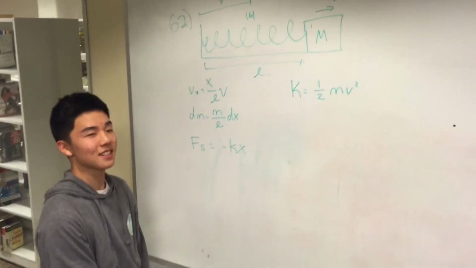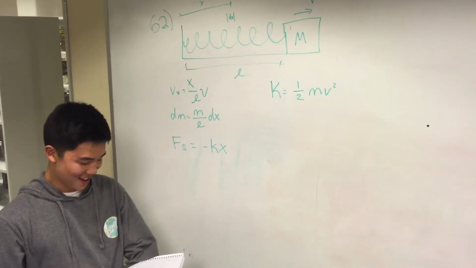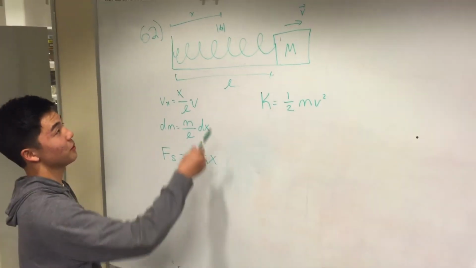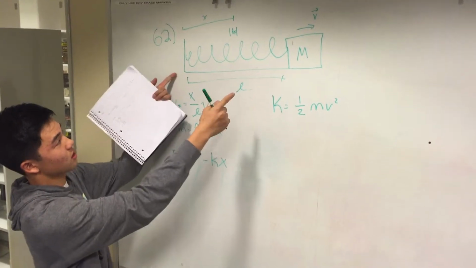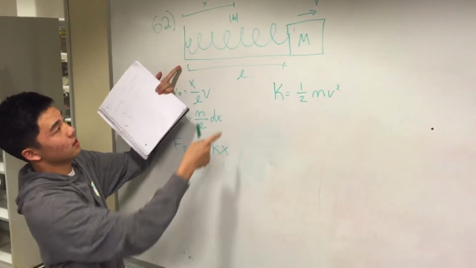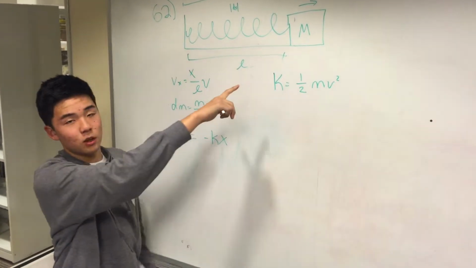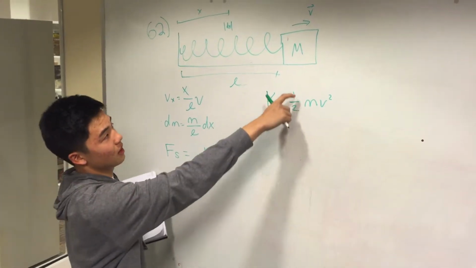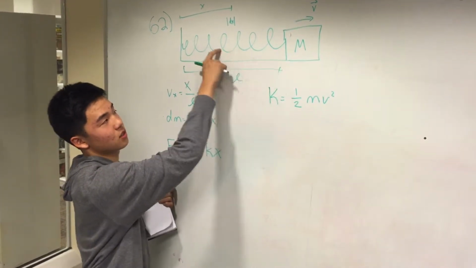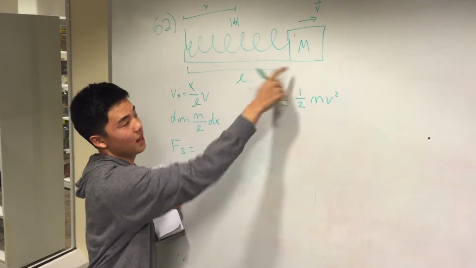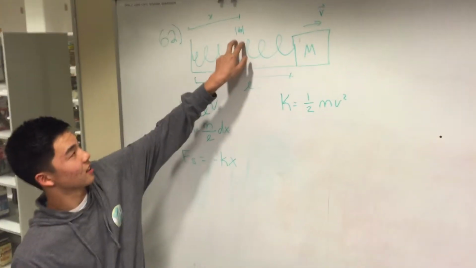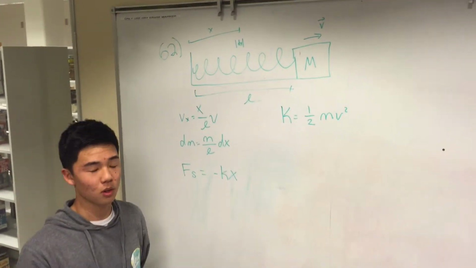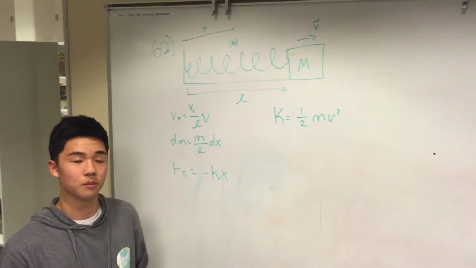So we're doing problem 62, which is a red problem. The book gives you a drawing that looks like this. They label x as a distance from the end, and L is the equilibrium length. There's a block of mass m connected to a spring, and it's in simple harmonic motion, and there's dx, which is an infinitely small x, which we'll use later.